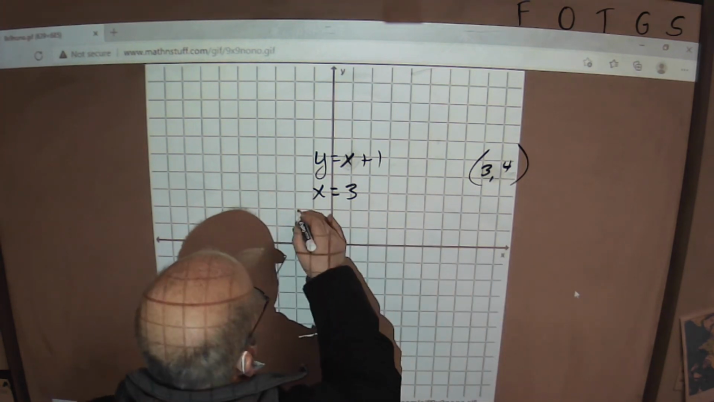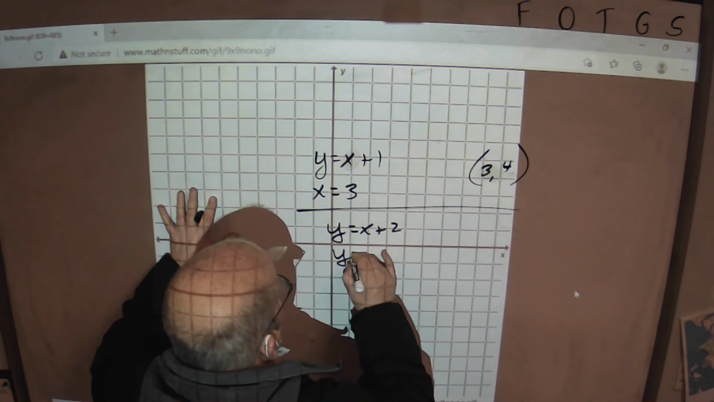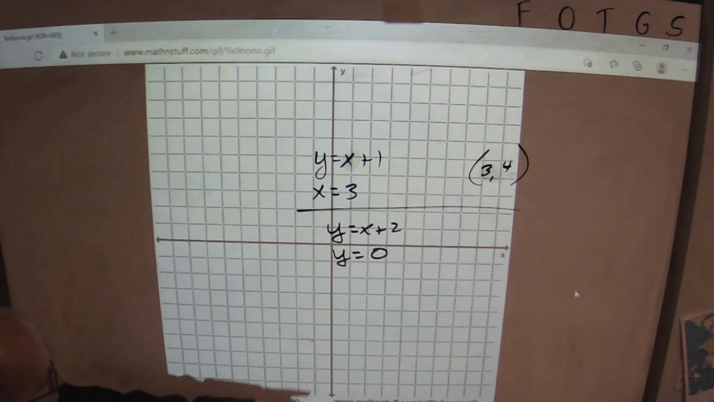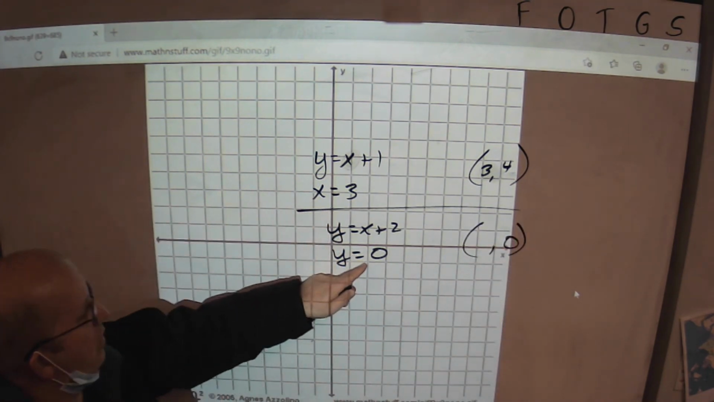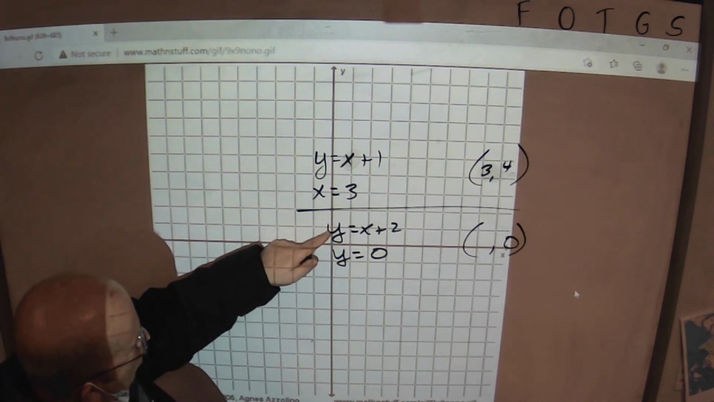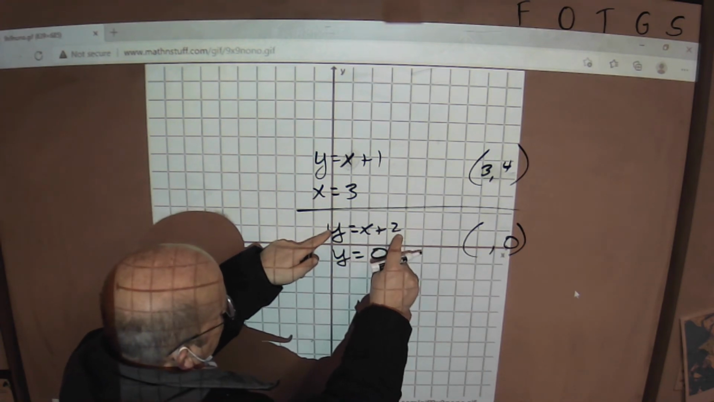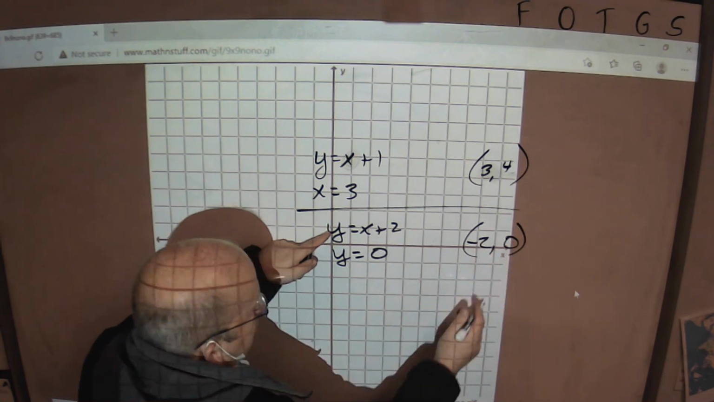Let's try a different one. How about y equals x plus 2 and y equals 0. This time, they've told me right off the bat what the value of y is. They're telling me y is 0. So if I put that 0 right here where the y is, x plus 2 equals 0. What does x have to be? X has to be negative 2.